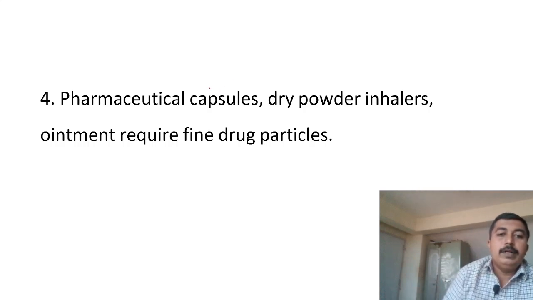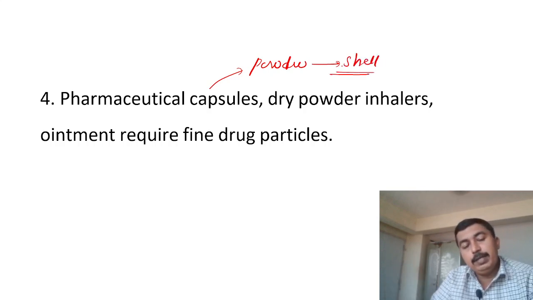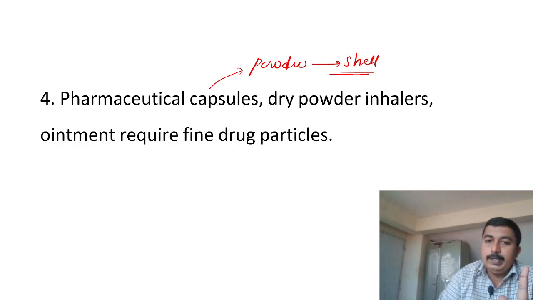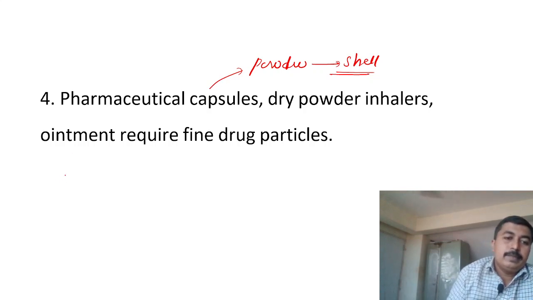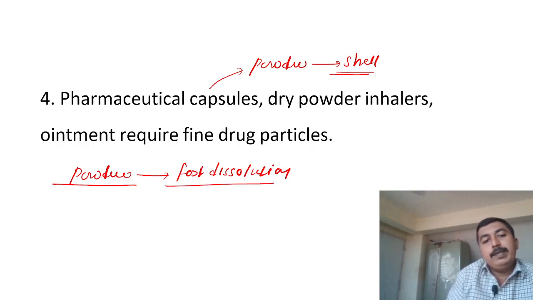Then in pharmaceutical dosage forms like capsules, the powder material, drug plus excipient, is filled in a shell, a gelatin shell as well as an HPMC shell. So in capsules we require fine powder particles. Why? Because after administration of the capsule, the powder of drug and excipient is released in the GIT, and for quick dissolution we require more surface area. And how can you achieve more surface area? By reducing size. So if the powder has less particle size, fast dissolution will take place.